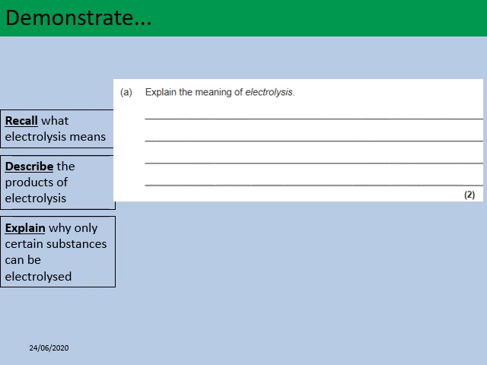Okay, that is the end of today's lesson, and that takes us through the things that we looked at the beginning. What electrolysis means, what the products of electrolysis would be and how we can predict those, and why only certain substances, i.e. molten or aqueous substances, can be electrolyzed.